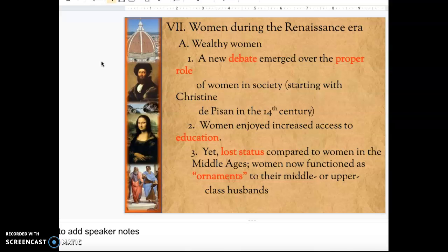We know that women enjoyed an increased access to education during the Renaissance. However, they lost some status compared to women in the Middle Ages. For example, women functioned now, in the Renaissance, as ornaments to their middle class or upper class husbands. What they mean by the term ornaments is they were basically there to look pretty, to make their husbands look better. So instead of running the households while the husband is off fighting, which would have been, of course, for the Middle Ages, now in the Renaissance, they're viewed as these ornaments. Again, they're there to make the husband look a lot better.